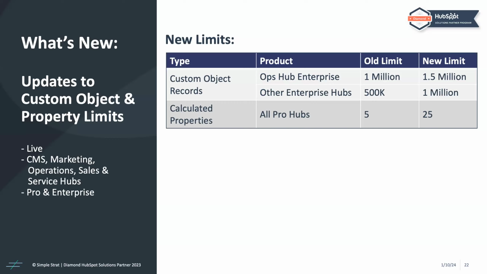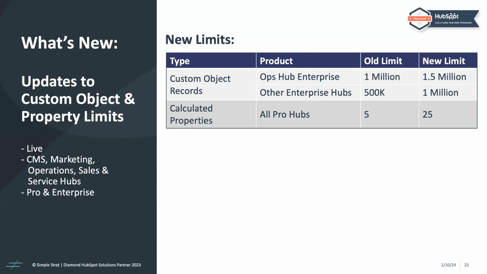If you don't have Operations Hub, but you do have any other Enterprise Hub, it used to be 500,000, and now it's 1 million. This total doesn't change regardless of how many hubs you have. So if you have Sales and Marketing Hub, it's not like this limit doubles. It is still the same. If you have just Sales Hub, it's 1 million. If you have Sales and Marketing Hub, still 1 million. I want to make sure that's clear.